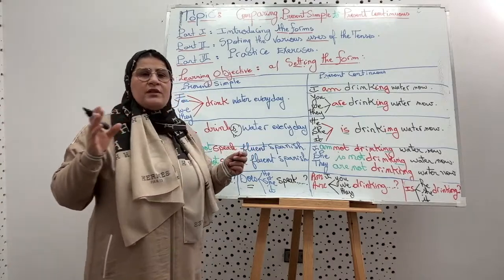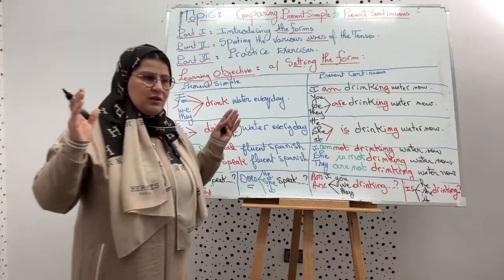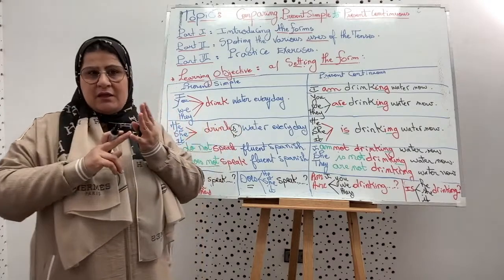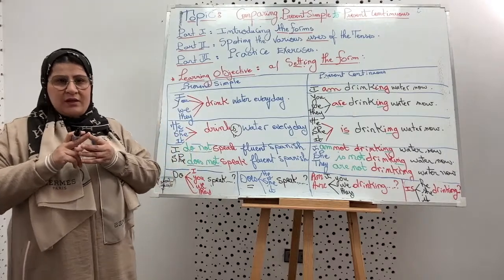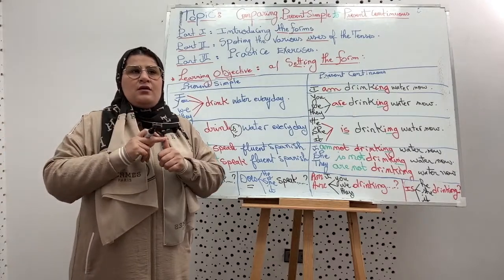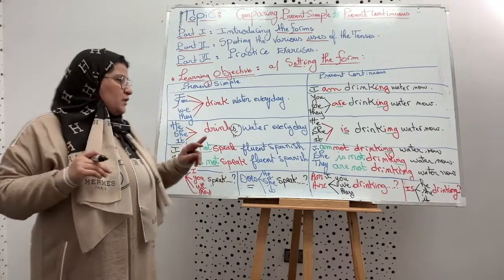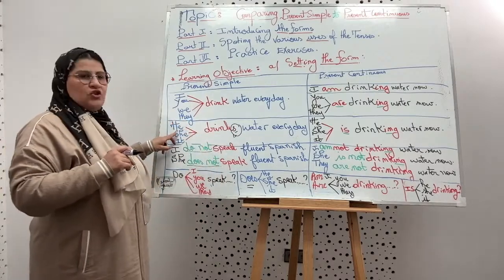Remember that all the verbs that end with these letters, I repeat, double S, CH, SH, the Y that is preceded by a consonant, and O, always end with an ES with he, she, and it.